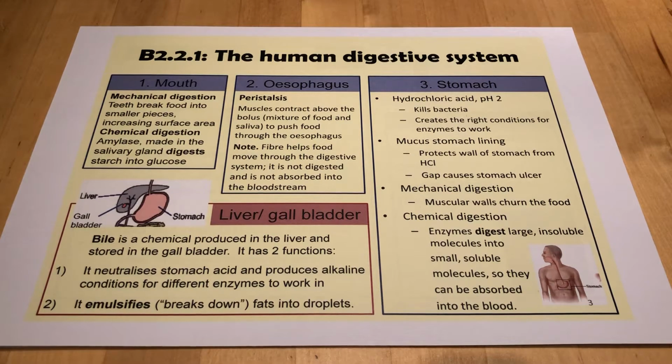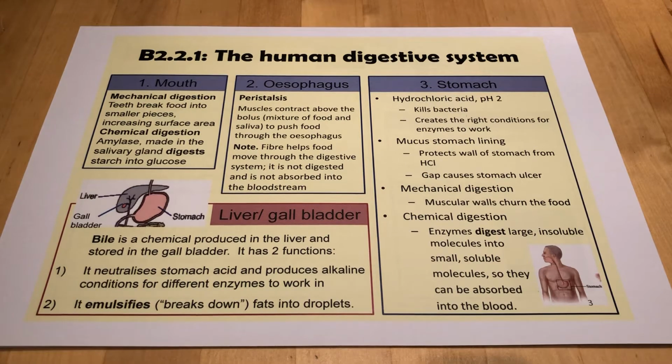Okay, so there's enzymes present in the stomach, those protease enzymes, in particular pepsin, that break the large insoluble molecules into small soluble molecules, and this is so they can be absorbed into the blood. Whilst molecules are large and insoluble, they will not be able to get into the blood, which is the transport system of the body, so they must be broken down, they must be digested so that they can be absorbed into the blood. Next we'll move on to the liver and the gallbladder.